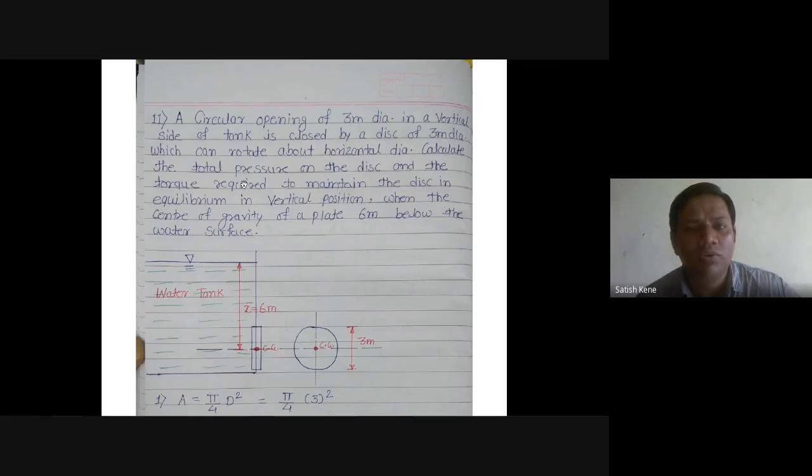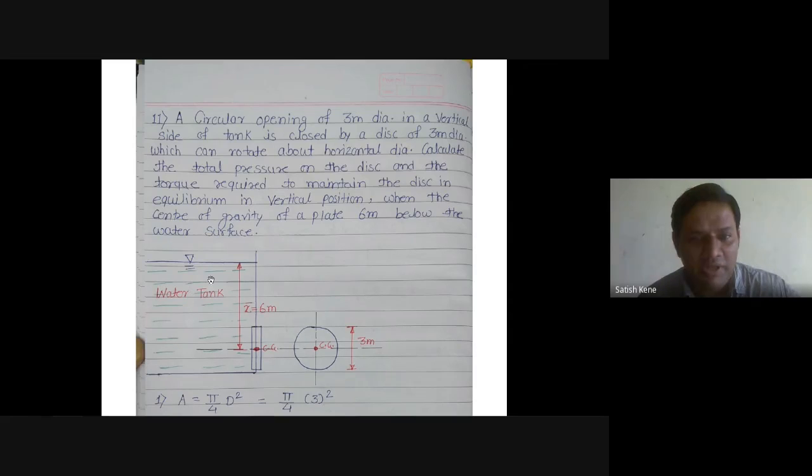Calculate the torque and total pressure on the disc. So we have to calculate the total hydrostatic pressure force P and the torque required to maintain the disc in equilibrium in vertical position. If we have water here, obviously there is some pressure acting on the plate. With the help of that pressure force, this plate will rotate in this direction, moving upward. So for maintaining equilibrium, we have to apply some opposite torque for maintaining the plate in vertical condition.